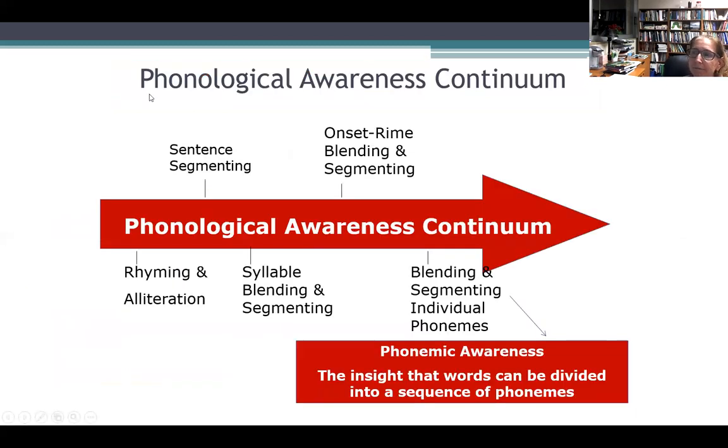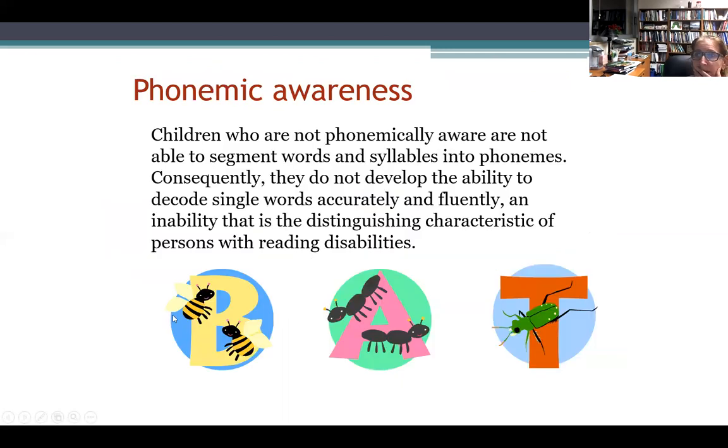So I said there was a phonological awareness continuum. Rhyming and alliteration is the easiest. Sentence segmentation is the next. Syllables the next. Onset and rime the next. The hardest is phonemic awareness, manipulating individual sounds. All of this is phonological awareness. But phonemic awareness is just manipulating sounds. When there are letters with it, it becomes phonics. So, phonemic awareness. Would somebody read that, please?